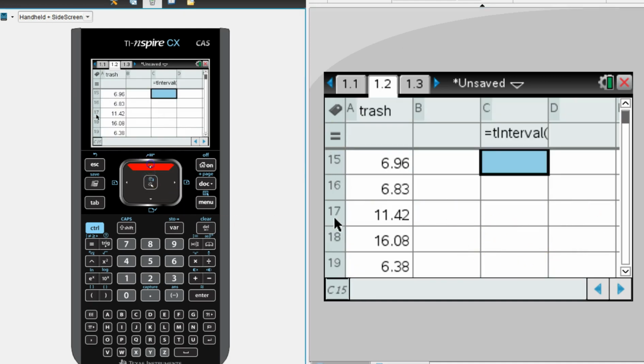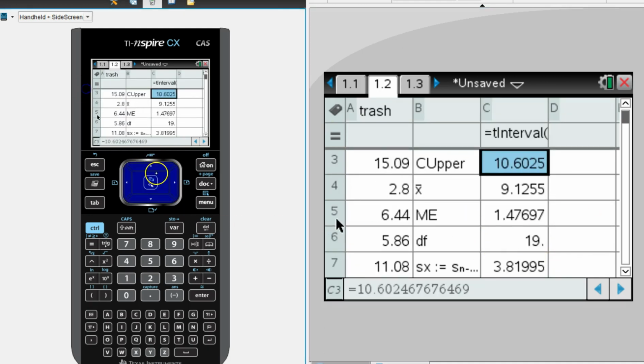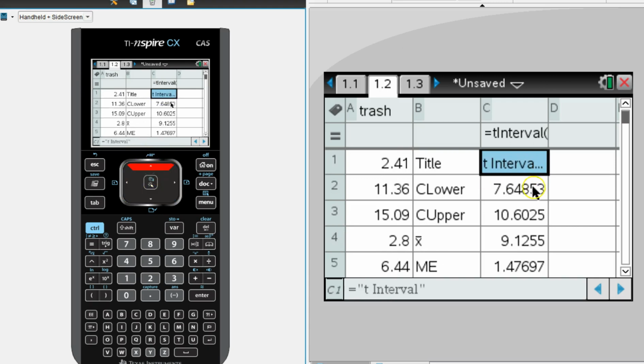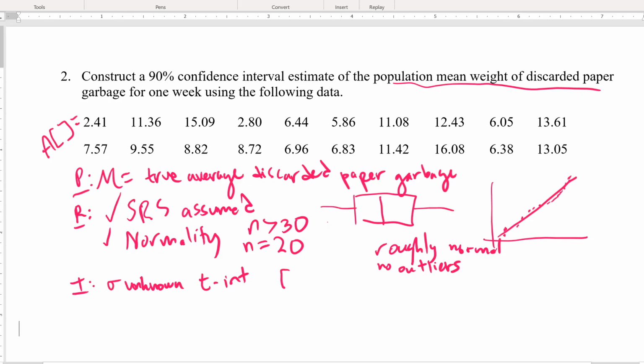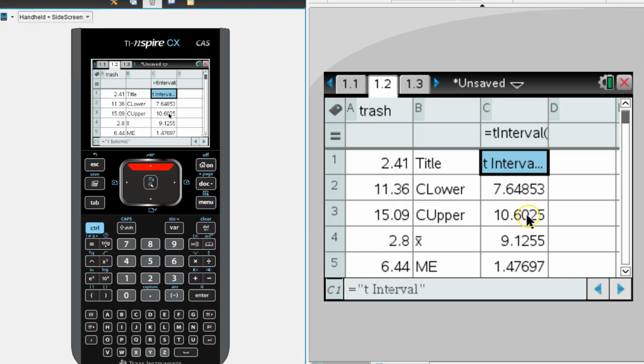If I scroll up, it's the same little output they gave me before, but what's nice is they put it in the table for me. So 7.649, I'll round that to 7.65. And 10.6.